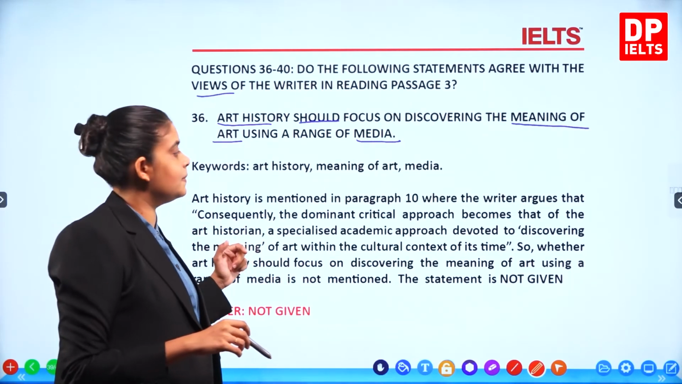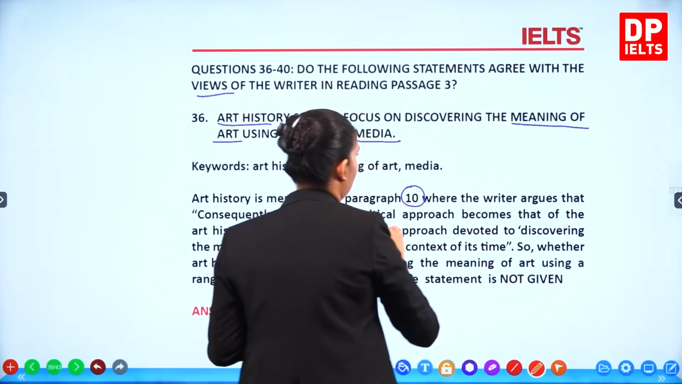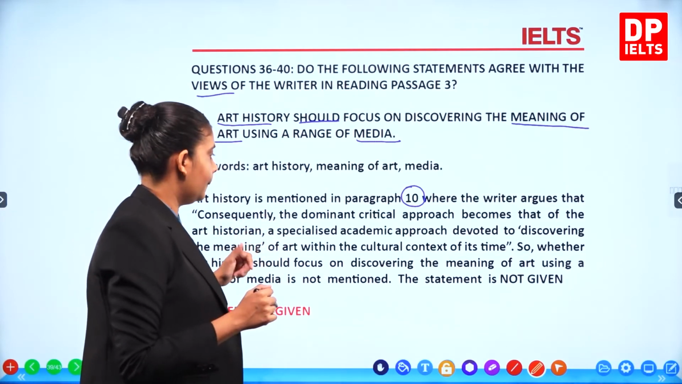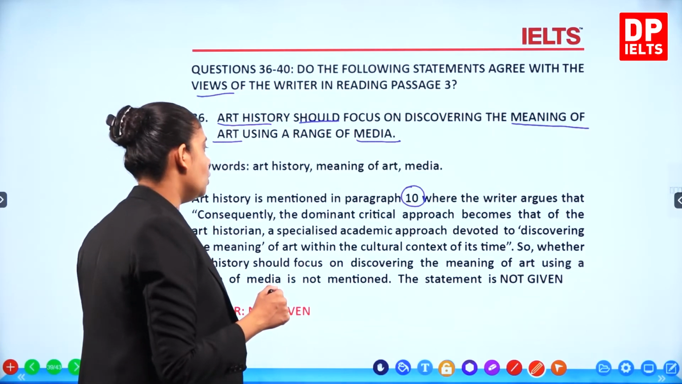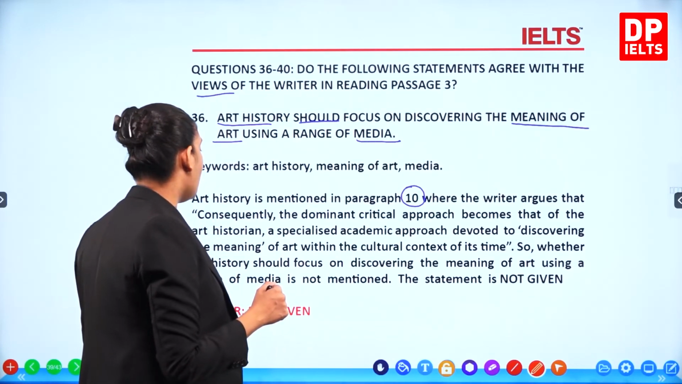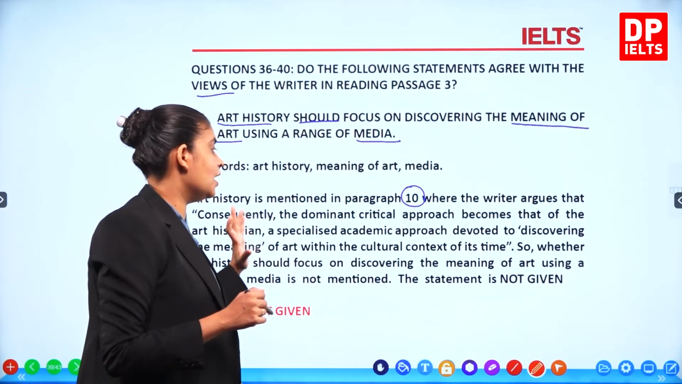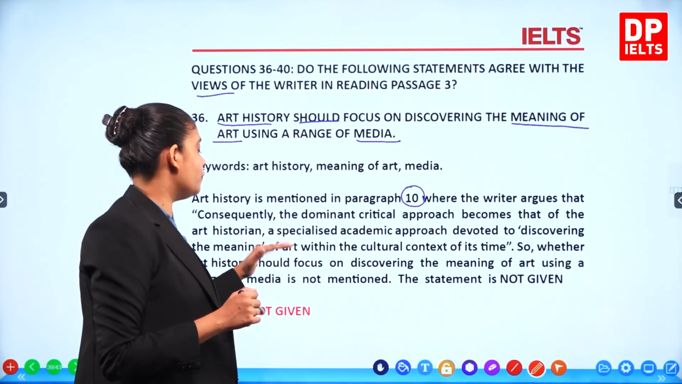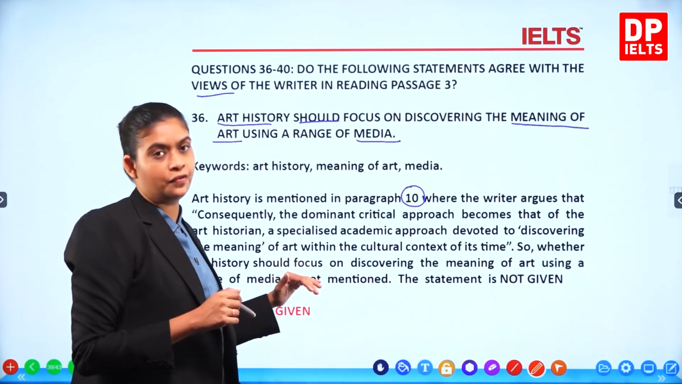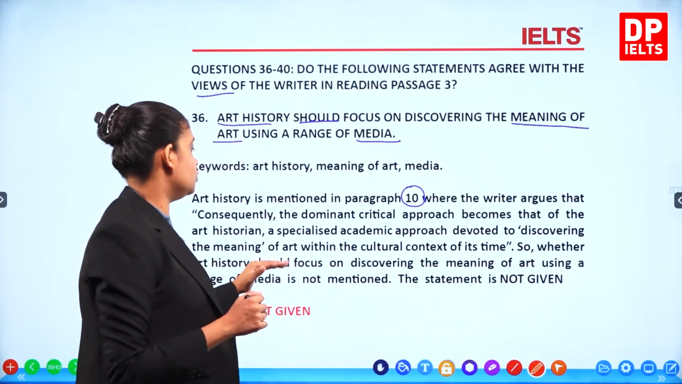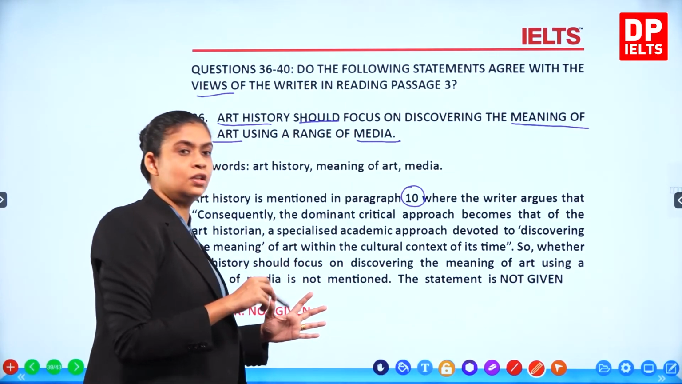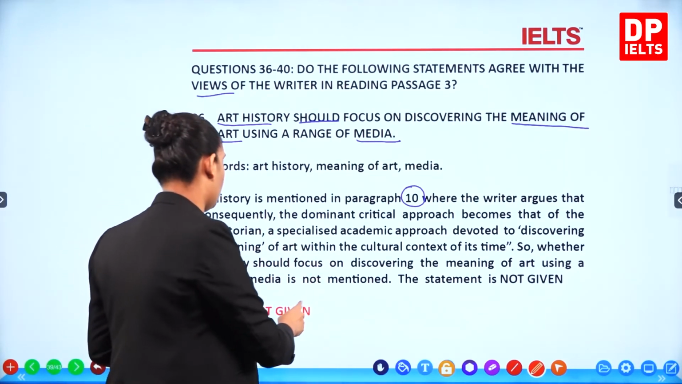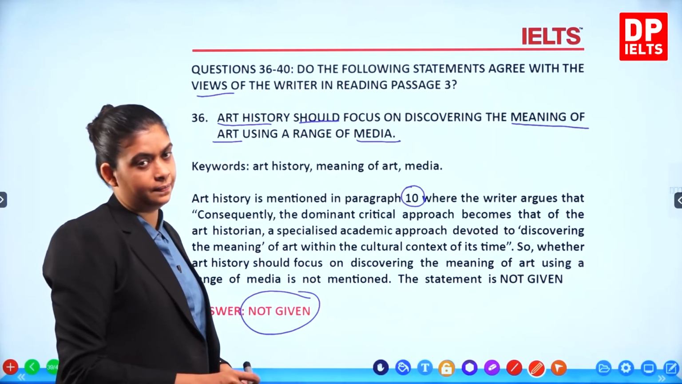Art history is mentioned in para 10, where the writer argues that consequently the dominant critical approach becomes that of art historian, a specialized academic approach devoted to discovering the meaning of art within the cultural context of its time. So whether art history should focus on discovering the meaning of art using a range of media, we don't know. It doesn't really talk about it. Therefore, answer is not given.